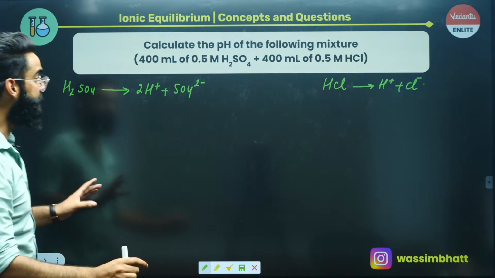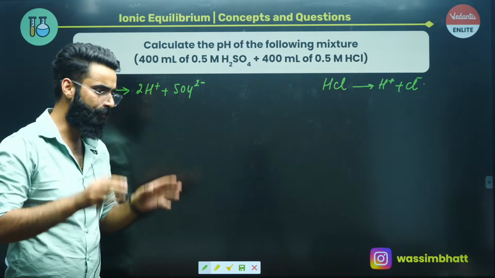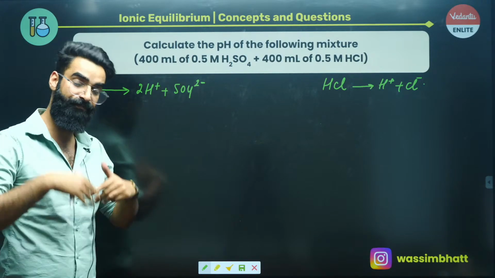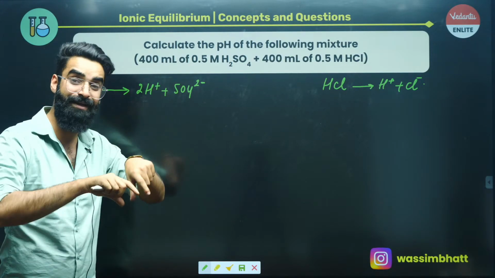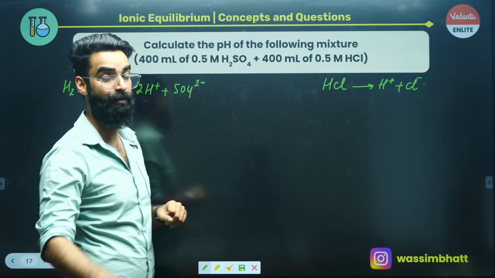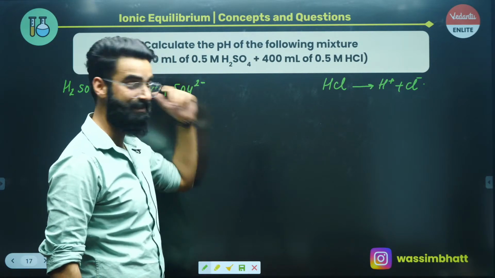Now people, basically, you are introducing both the acids into the same container. You are putting both the acids into the same container. And finally, after mixing both these acids together, you need to calculate the pH of the mixture which you will obtain.